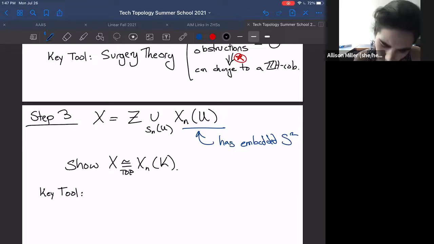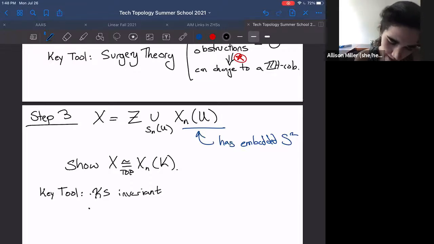And so the key tool here, well, I will say, we've heard about the classification of smooth simply connected four manifolds by their intersection form. That actually generalizes to topological closed four manifolds by their intersection form, with the addition of another piece of information, which is something called the Kirby-Siebenmann invariant.